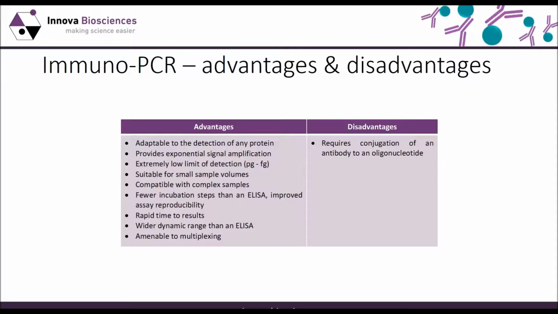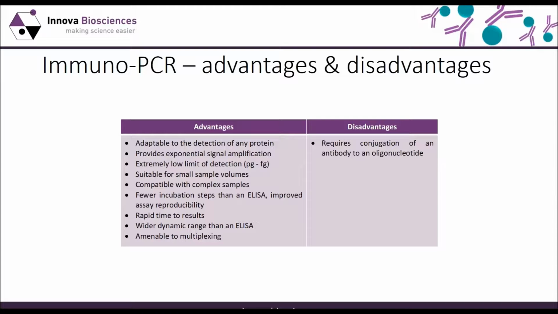As well as being adaptable to the detection of any protein and generating exponential signal amplification, Immuno-PCR offers a number of further advantages. It's extremely sensitive, providing analyte detection in the picogram to femtogram range, and is suitable for very small sample volumes. It's also compatible with complex samples such as serum or urine, not least because these can be diluted considerably prior to running the assay. Since Immuno-PCR requires fewer incubation steps than an ELISA, assay reproducibility is improved, and the time to results is significantly decreased.